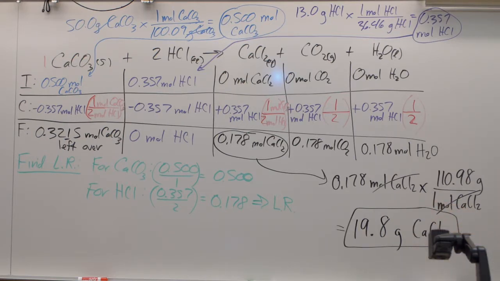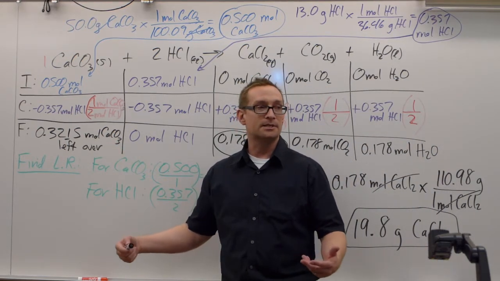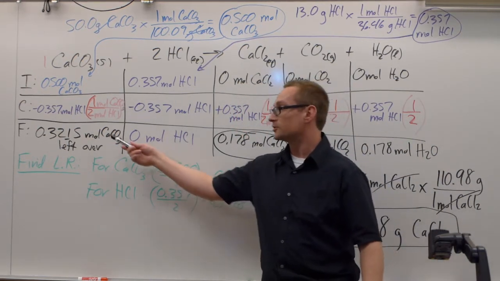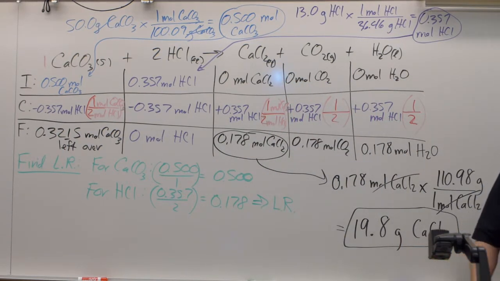Now, if the question asked how many grams of CO2 was produced, how many grams of water was produced, how many grams of calcium carbonate are left over, that'd be really easy for you to answer because you just multiply each respective moles by the molar mass of that compound, and you'd be done. All right. So I think I wanted you to see this again because the first time you see it, it's kind of a little bit overwhelming.